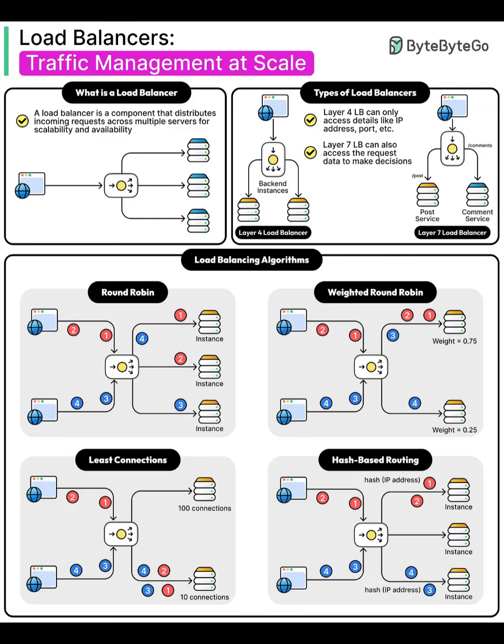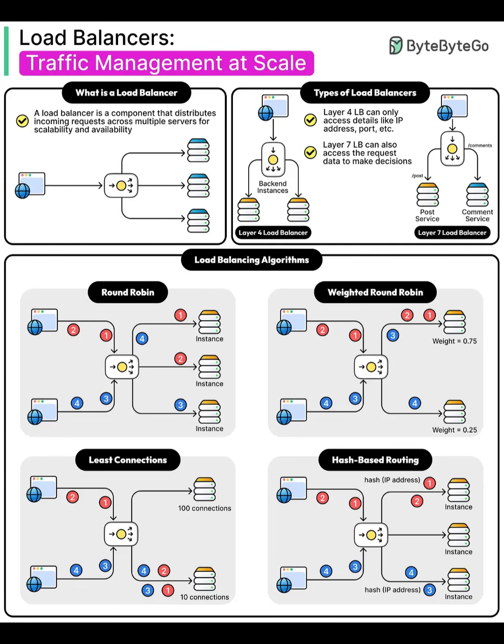Layer 4 versus Layer 7. Layer 4 balancers operate at the transport level: IP, TCP, UDP. They're fast and simple. Route based on IP/port, great for raw throughput and protocols that don't need content inspection.